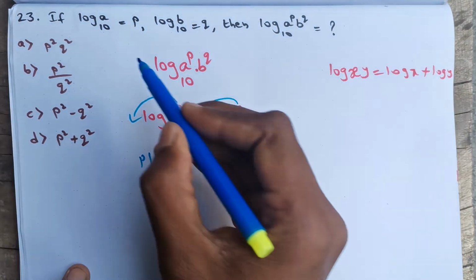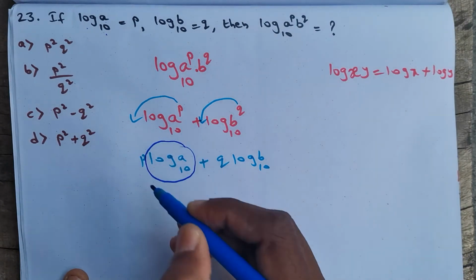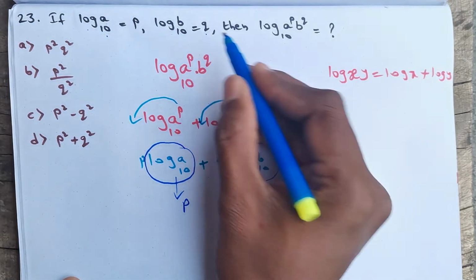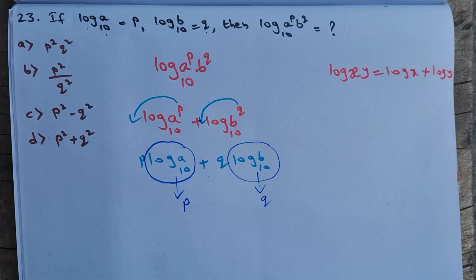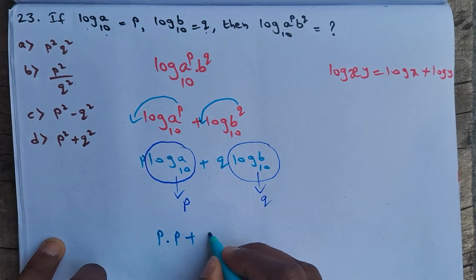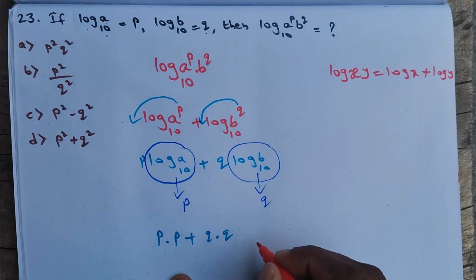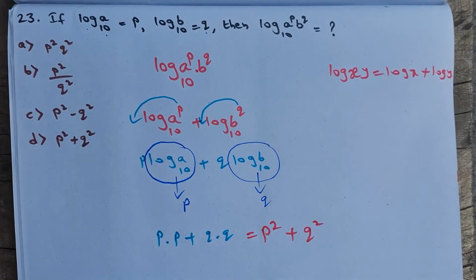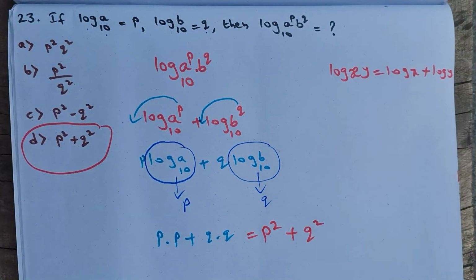Next, we know the value of log A base 10 is P. So in the place of log A base 10, I will substitute P. Then log B base 10 is nothing but Q. So in the place of log B base 10, I will substitute Q. So we will get P into P plus Q into Q. P into P is P square, plus Q into Q is Q square. So the final answer is P square plus Q square. So option D is correct.